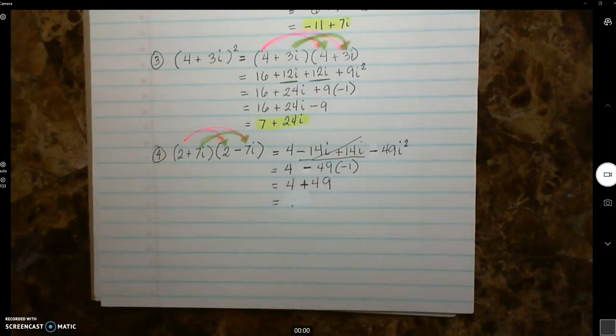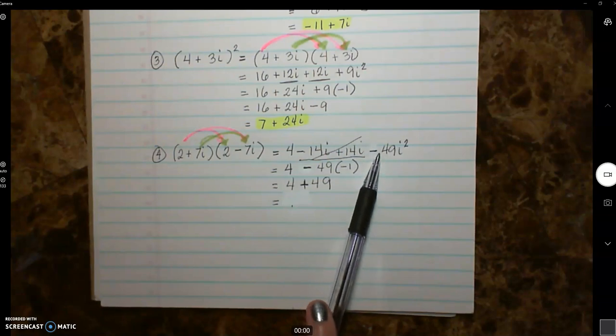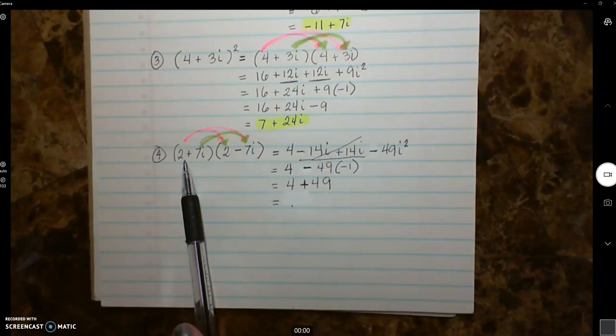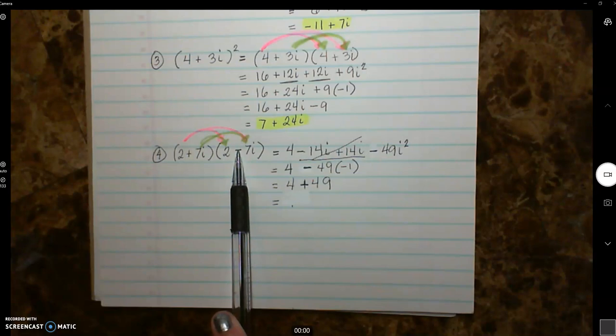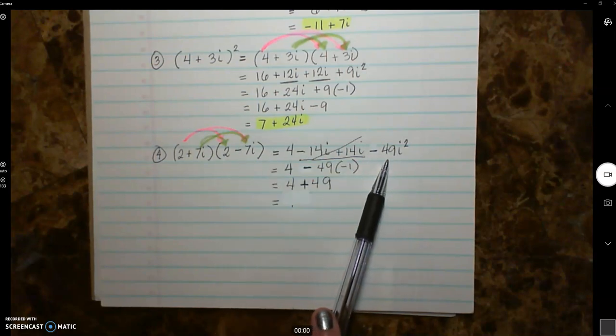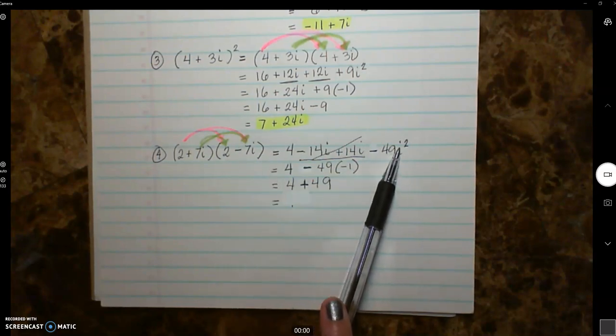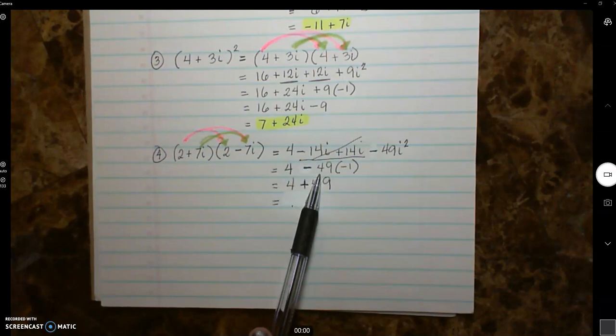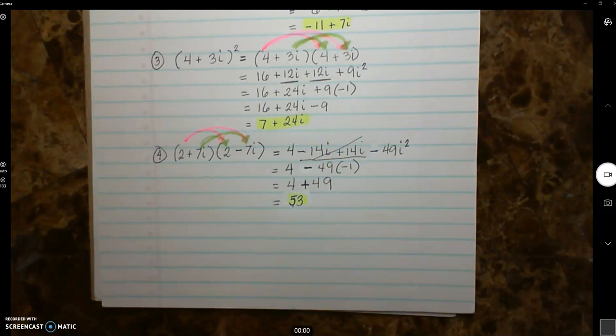Okay, we need to backtrack a little bit because I actually saw my mistake. I wrote this as positive 49, which cannot be because those are different signs. So therefore, this is supposed to be negative 49i squared. So right here, negative 49 times negative 1 is going to turn to positive 49. So our final answer for this one is 53.